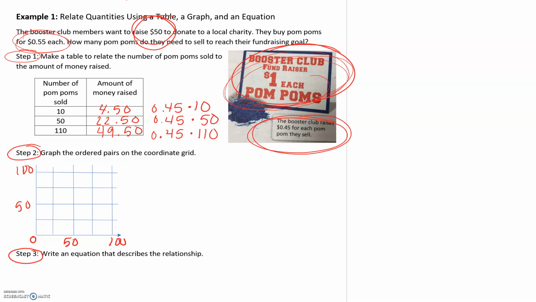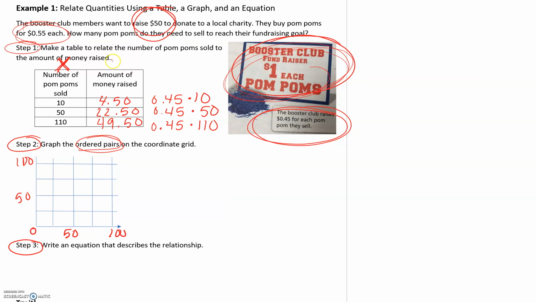Okay, so I have my table, and from my table I can create ordered pairs, because my independent variable is going to be the x value, which in tables is always the left or the top, and my dependent variable, which is my y, is going to be the right side or the bottom. So the ordered pairs I'm looking at are (10, 4.5), (50, 22.5), and (110, 49.5).